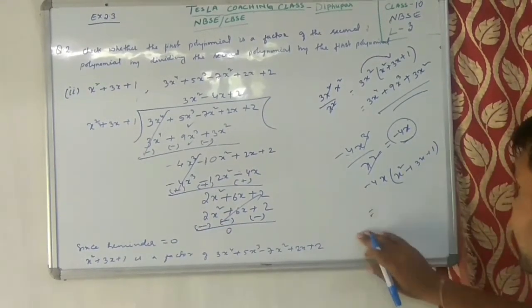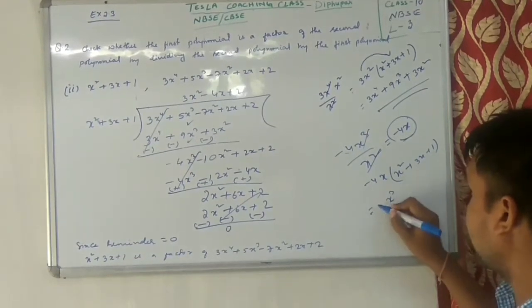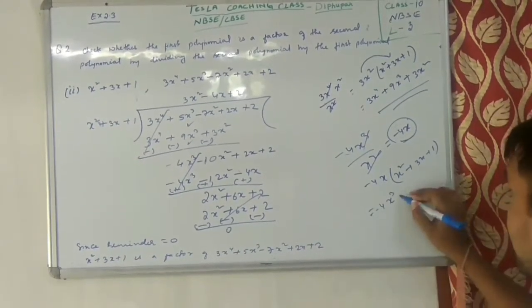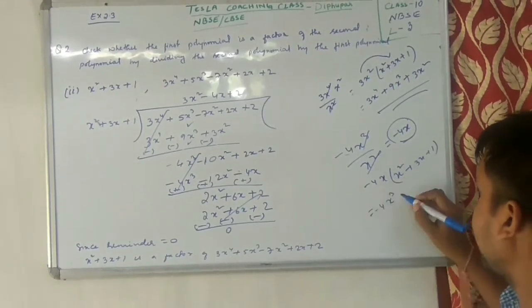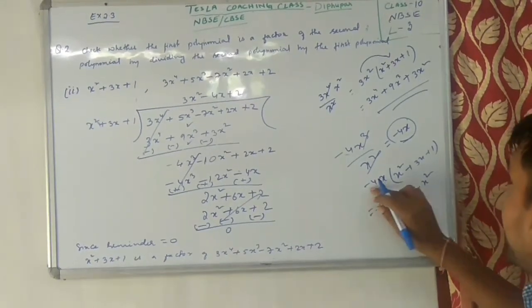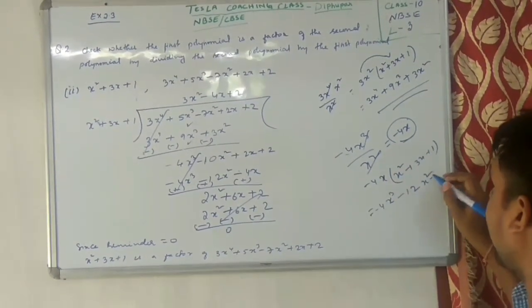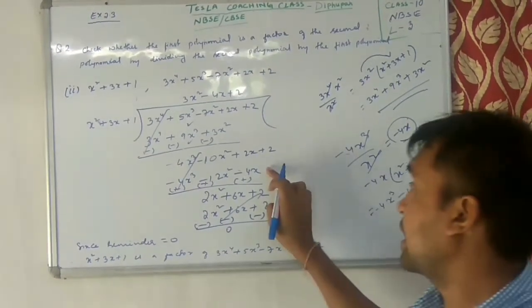So here we are going to get x into x squared. So it will become x cubed, and this is minus 4, so it will be minus 4. This is what? Plus 3x. And this is minus 4x, so it will be minus 12, x into x, it will be x squared, x plus into minus, it will be minus 4 into x, it will be 4x. So this one, we have written it here.